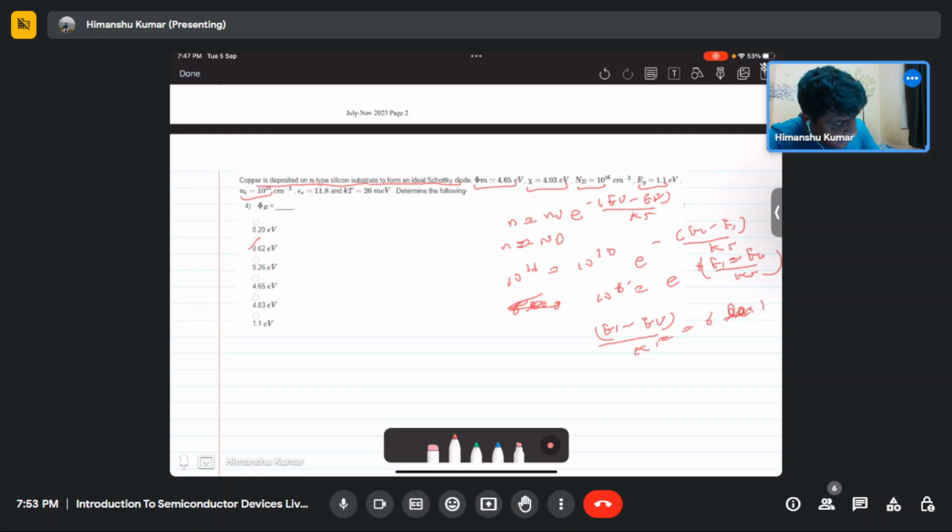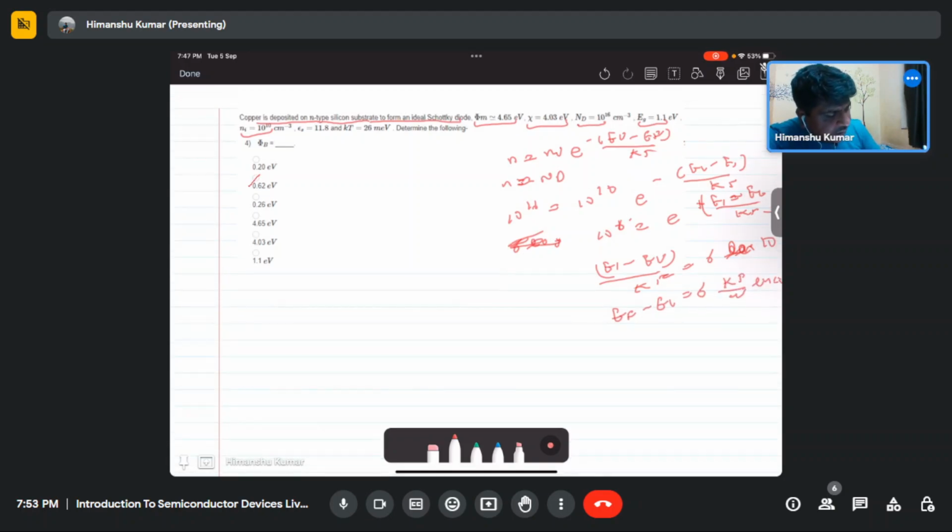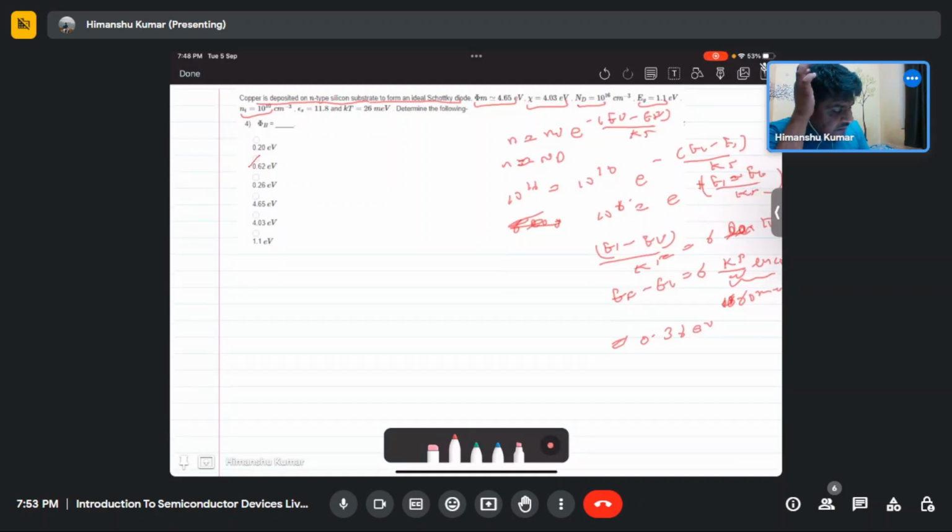Natural log ln 10, and this Ef minus Ei will become 6 times kT by q times ln 10, and kT by q is 60 milli electron volt. So this will become 0.36, right? 0.06 electron volt times 6 becomes 0.36 electron volt. So Ef minus Ei is 0.36 electron volt.